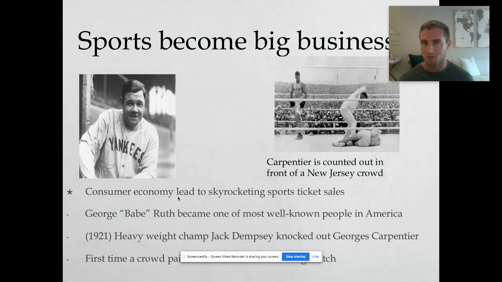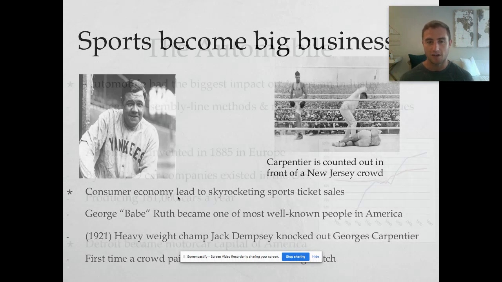Sports becomes big business in the 1920s, especially because of the wealth in the country and the amount of leisure time that people have, being able to spend on ticket sales. Also, with the radio, sports becomes a big business because people can listen in, obviously, to the fight or to the game. This is the era of Babe Ruth becoming one of, if not the most well-known person in America because of his home run exploits in Yankee Stadium. And then boxing becomes a major, major sport in this era, with everyone listening to the fights on the radio.